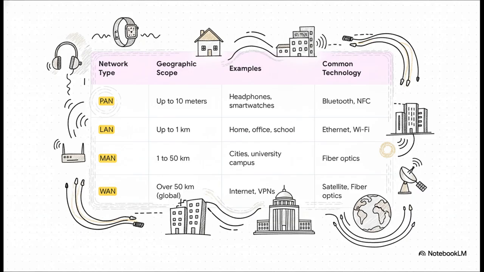To connect a whole city in a MAN, you need the massive bandwidth of fiber optics. And to connect the entire world in a WAN, you need it all. Satellites, those huge undersea fiber cables, the whole shebang. Each layer uses the right tool for the job.